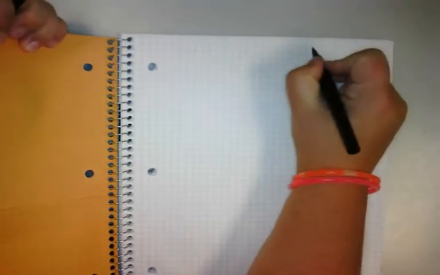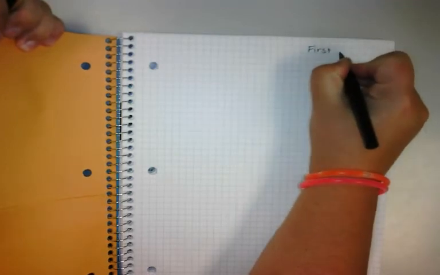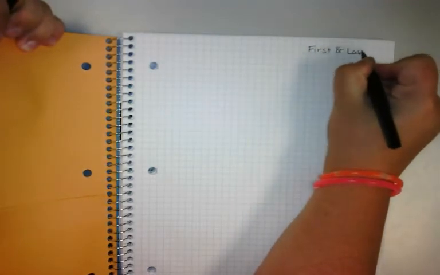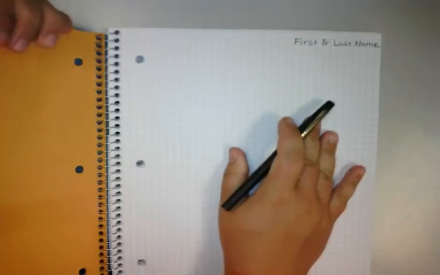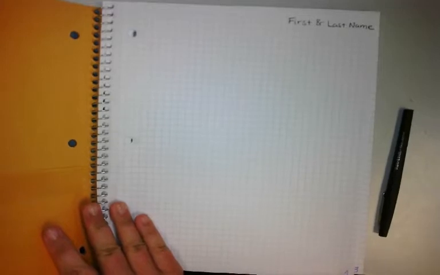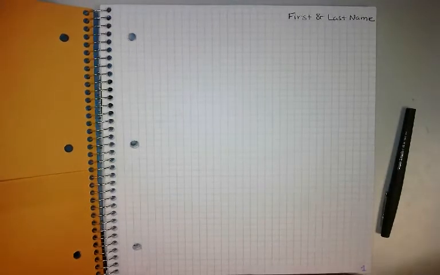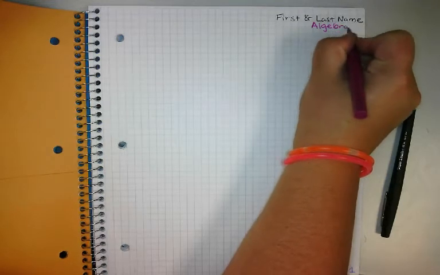So it actually is important, but it's not content important. So the first thing you're going to do in the upper right hand corner, you're going to write your first and last name, okay, because it's your notebook, so you want to make sure that it belongs to you. Okay, there we go. That's a little more clear. And then what we're going to do is you're going to write Algebra 1, because that's what class we're in.